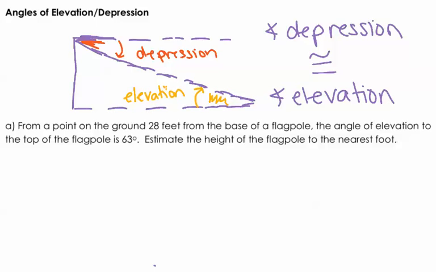So when we're dealing with word problems, you should always draw a picture. So first, let's read it. From a point on the ground 28 feet from the base of a flagpole, the angle of elevation to the top of the flagpole is 63 degrees. Estimate the height of the flagpole to the nearest foot. So nearest foot, that's telling us that we're rounding to a whole number.